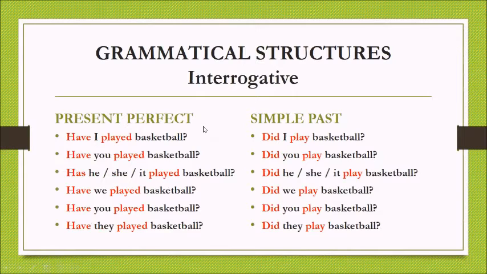To form the interrogative sentences, check that we write the auxiliary verb at the beginning. The auxiliary verb for the present perfect is have or has, and for the simple past is the auxiliary verb did. Remember that if we have did, the verb is going to be in the simple form or present.